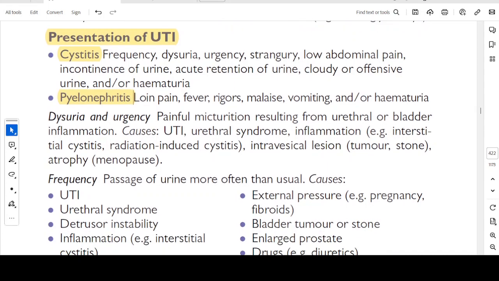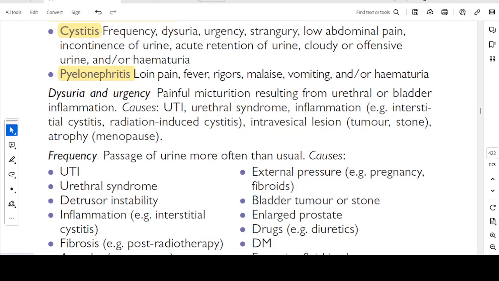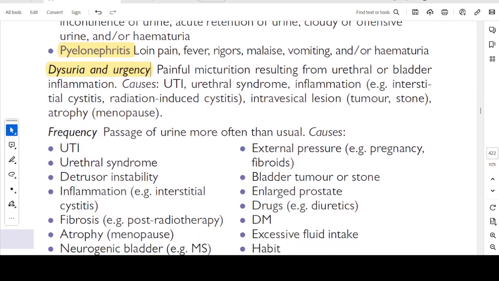Dysuria and urgency: painful micturition resulting from urethral or bladder inflammation. So dysuria is not present in pyelonephritis, as explained. Dysuria and urgency are symptoms of either urethritis or cystitis. Causes are urinary tract infection, urethral syndrome, inflammation, interstitial cystitis, radiation-induced cystitis, intravesical lesion, either a tumor or a stone, or atrophy due to menopause.